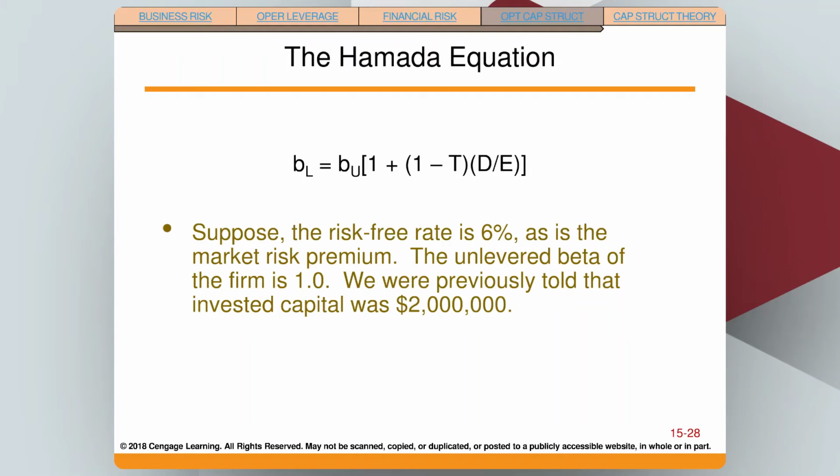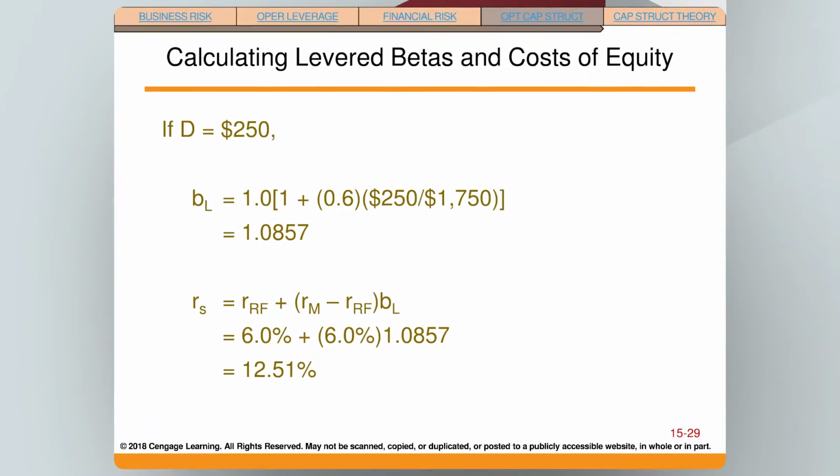Alright. So, in terms of the Hamada equations, diba? Very important is the formula of BL, meaning you compute for the BL, for the beta, is equals to BU times 1 plus 1 minus T, then we multiply it by debt over equity, yan, ha? Alright. Suppose that you have a risk-free rate of 6%. So, it is the market premium or market risk premium. The unleveraged beta of the firm is 1.0. We were previously told that we invested capital of 2 million. So, ito yun, ha. Ito na yun in computing for our Hamada equation. So, calculating for the leverage beta and the cost of equity. What if your debt is at 2.50? How do you compute for the BL?